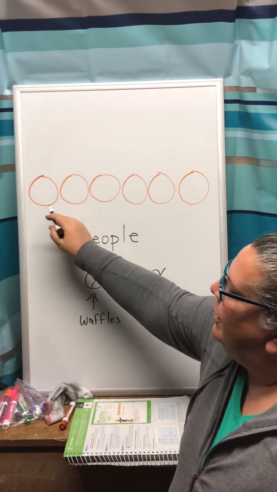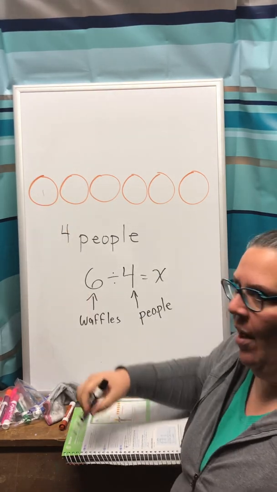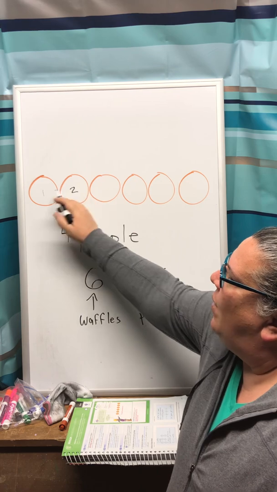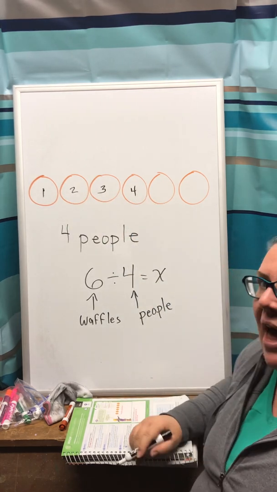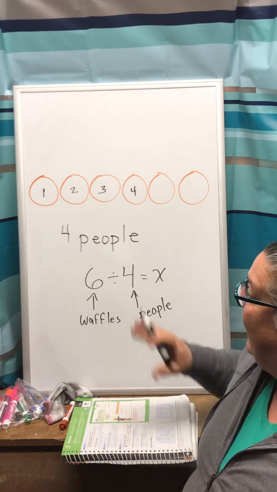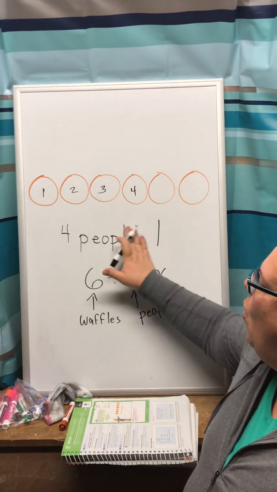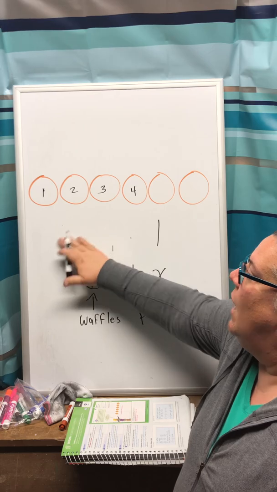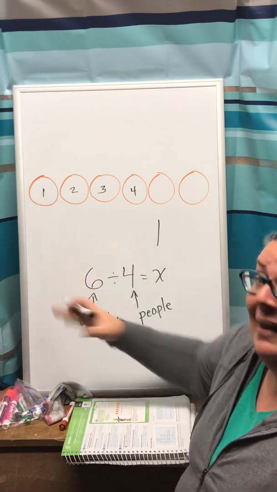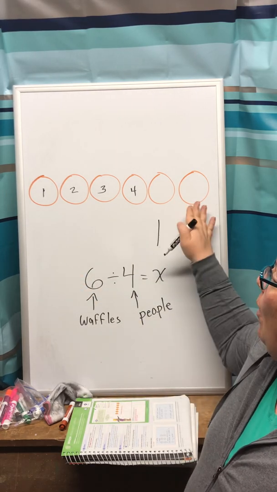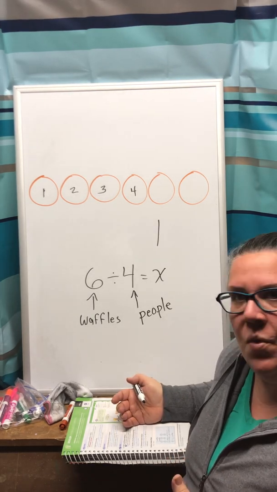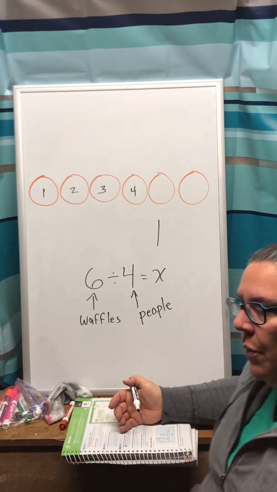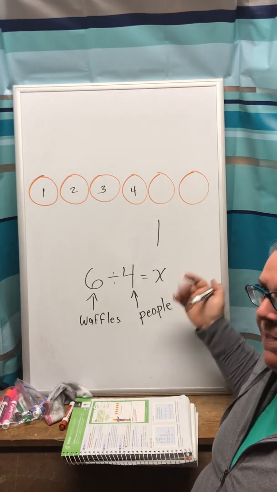So one thing I can do is I can say person 1 gets that waffle, person 2 gets that waffle, person 3 gets that waffle, and person 4 gets that waffle. So I know already that each person's going to get 1 whole waffle. I know my answer is going to be a mixed number then. Looking at what I have left, I only have 2 waffles, but I have 4 people. So I know that they can't each get another whole. So my number is going to be 1 and something.